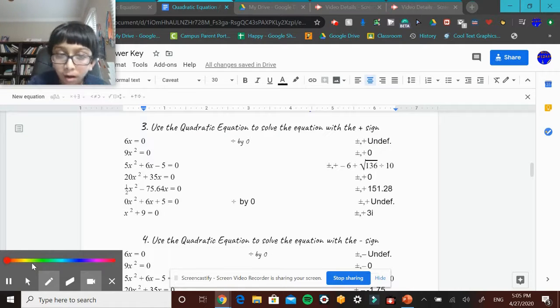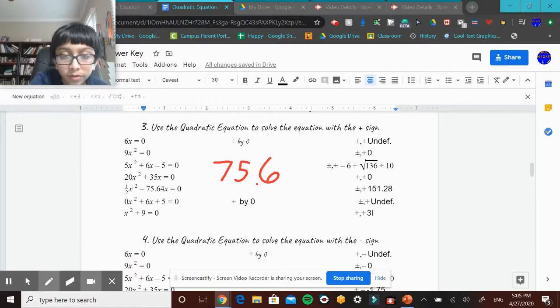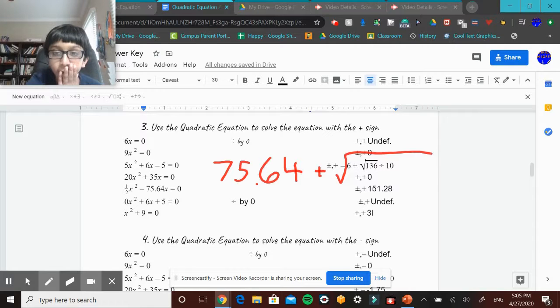Next up, let's take a look at this next problem, 75.64. Since it's already negative, it's going to be positive, plus the square root of b squared, which, oh, that does not look like it's going to be a very clean number.